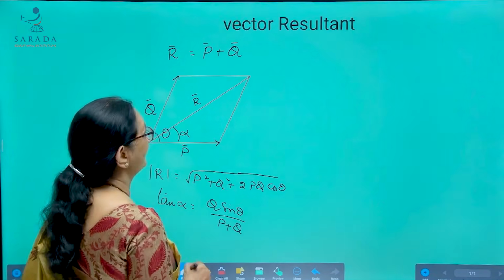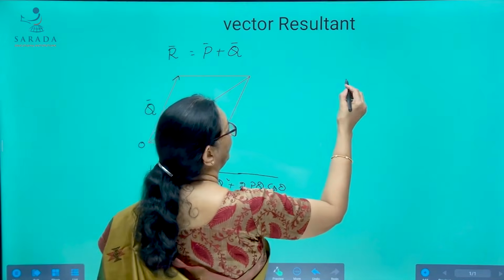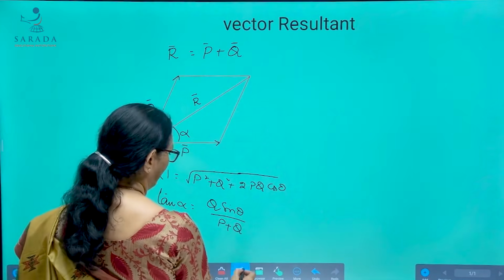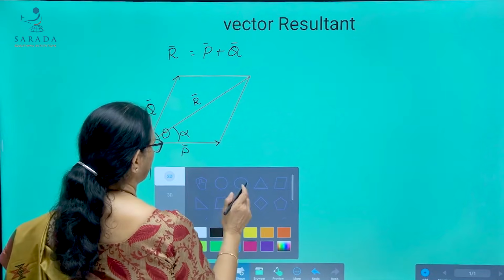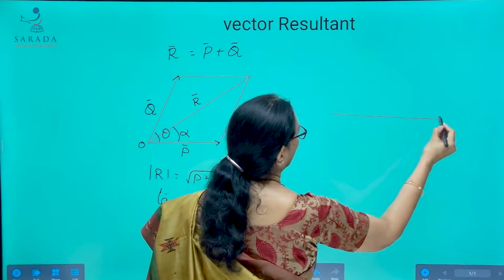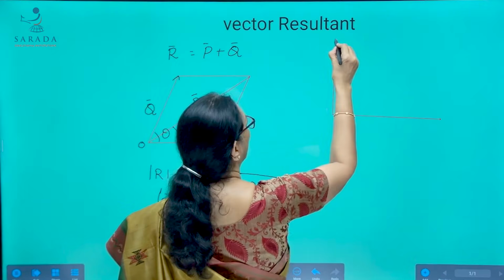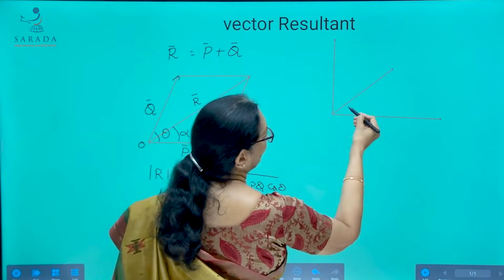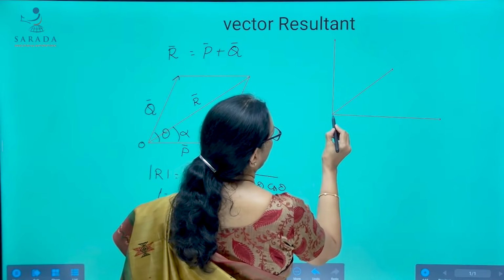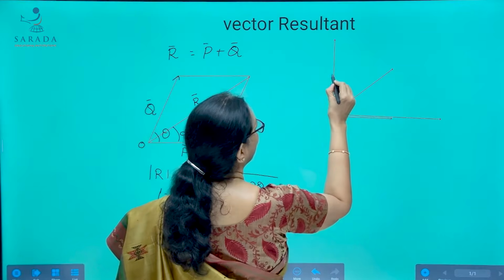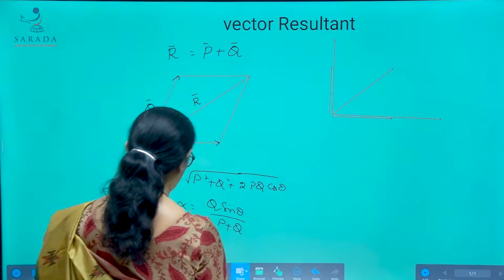And the next one is resolution of a given vector into its components. Look here, suppose, let this be the x-axis, let this be the y-axis. This is a vector A bar making an angle theta with x-axis. Then this component is called x component and this component is called y component.